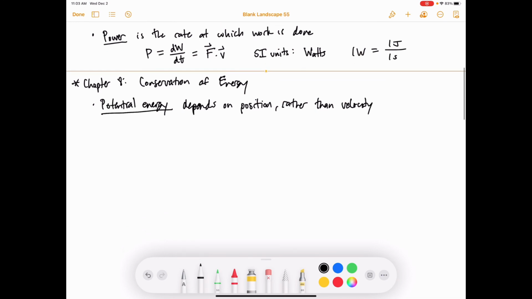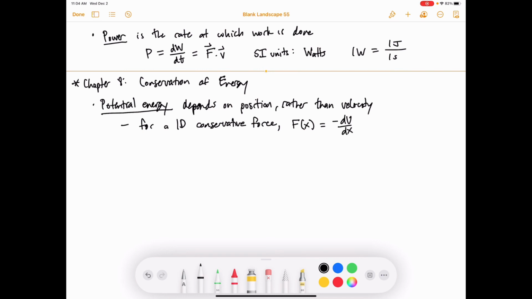And one thing that we learned about potential energy is that if we have a 1D conservative force, so the force only depends on x rather than x, y, and z, for instance, then that force relates to the potential energy in the following way. The force is just minus dU/dx.